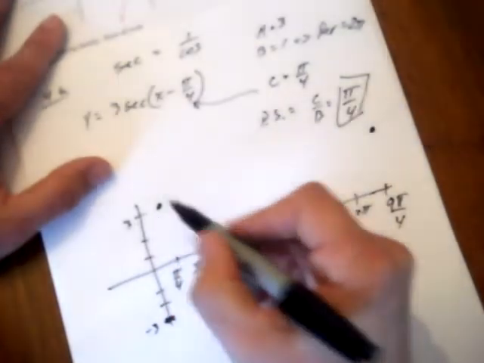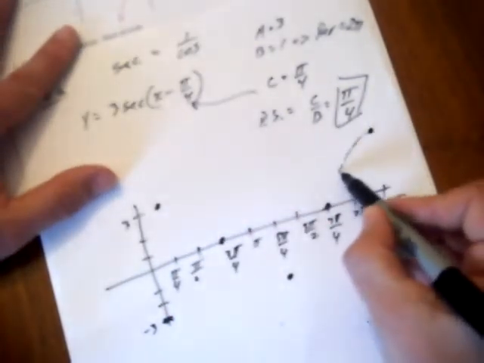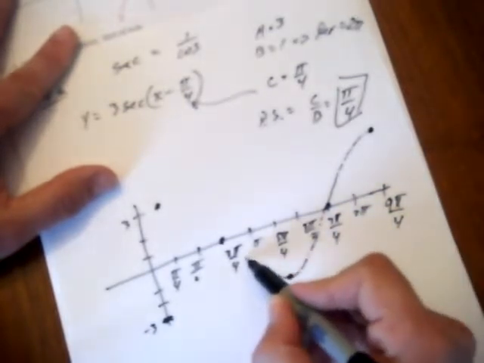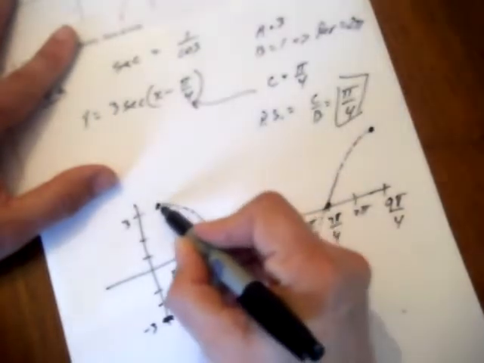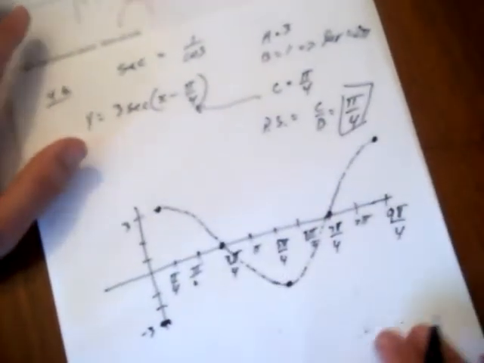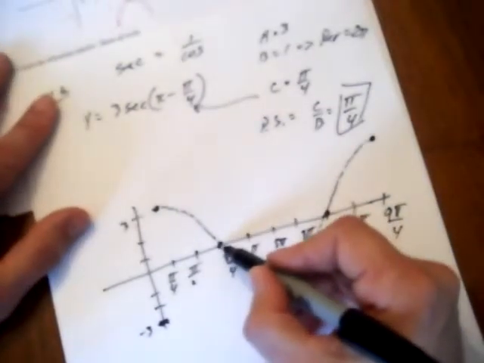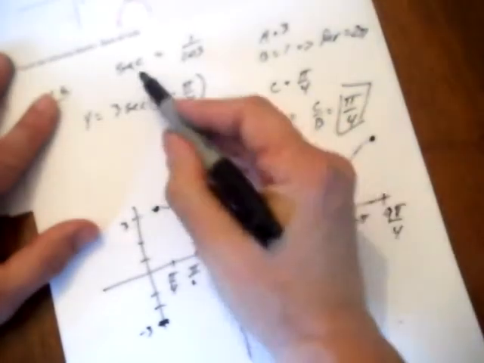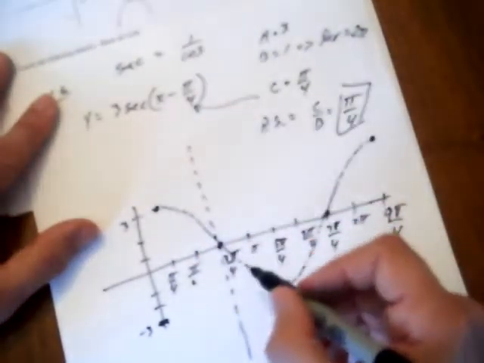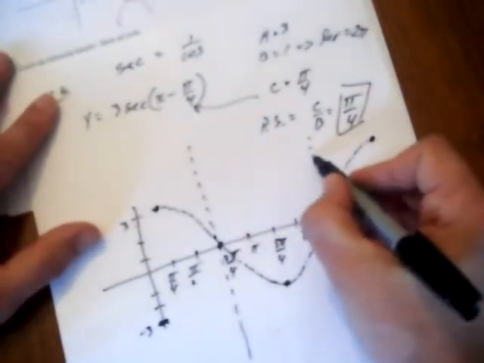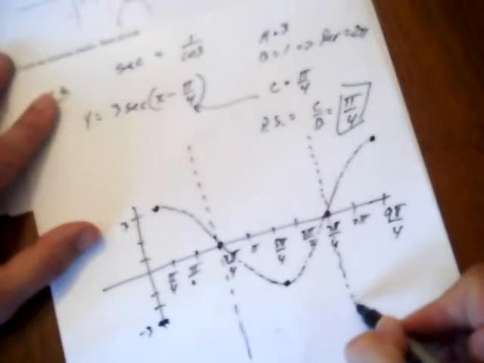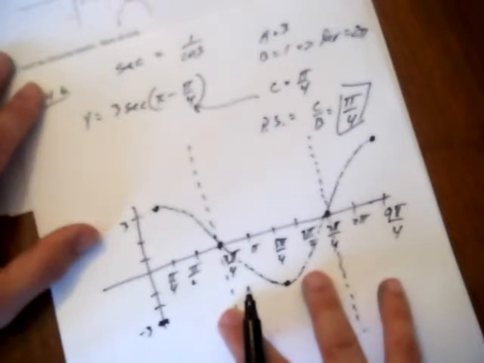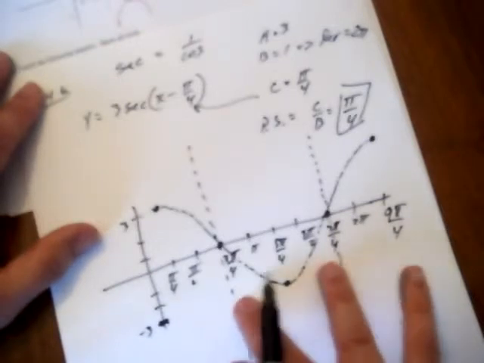All right, this is my cosine. What I have to recognize is anytime my cosine hits a 0, I will have an asymptote. Why? Because secant is the reciprocal of cosine. So the reciprocal of anytime there's a 0 will be an asymptote to my secant function. Once I have these asymptotes down, the work is pretty much done.